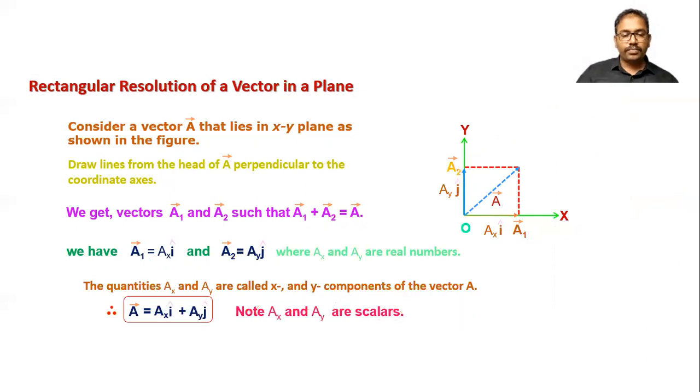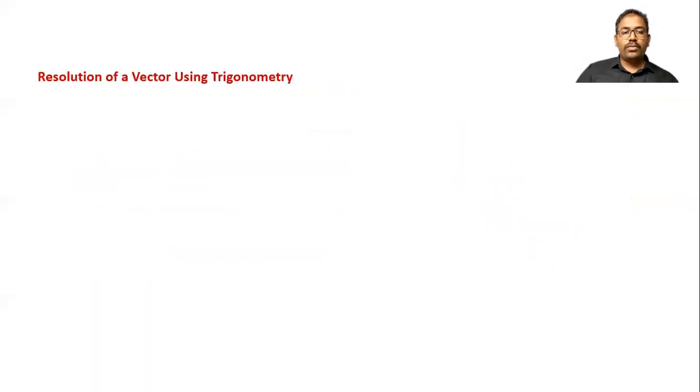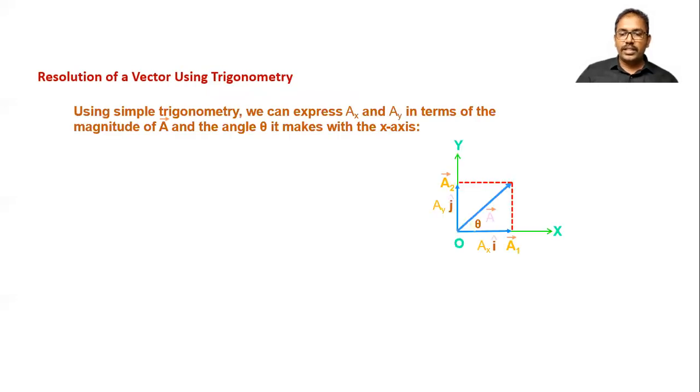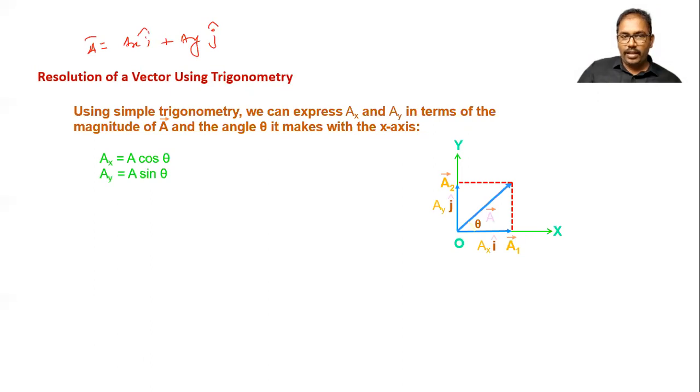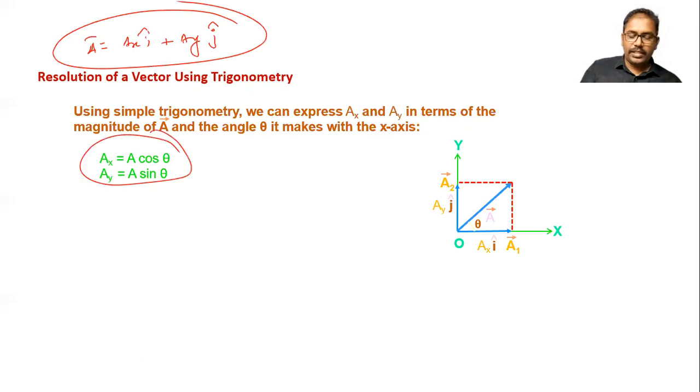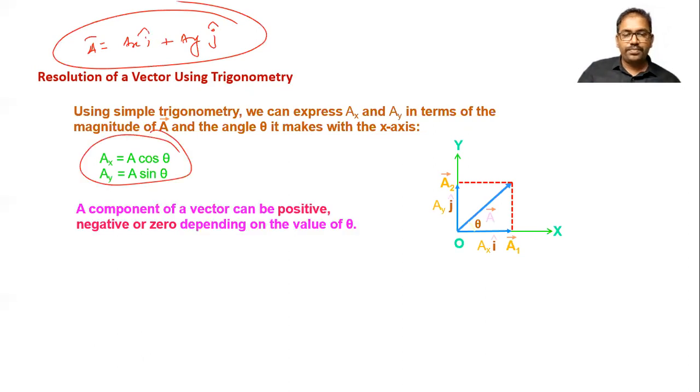Then after that, resolution of vector using trigonometry. So we consider again the same thing. A bar we can write AX i cap plus AY j cap. Then AX we can write A cos theta, and AY we can write A sin theta. So we can write this equation by substituting AX and AY in that equation also.